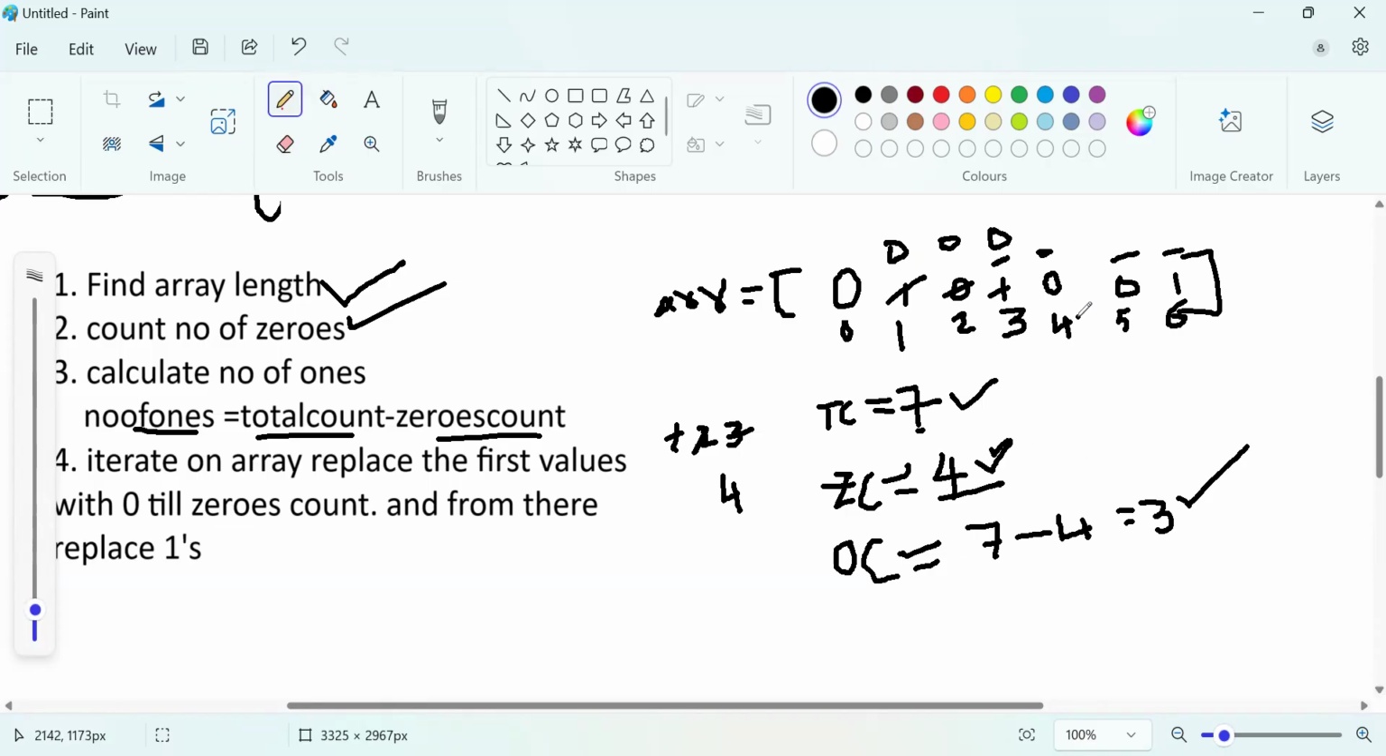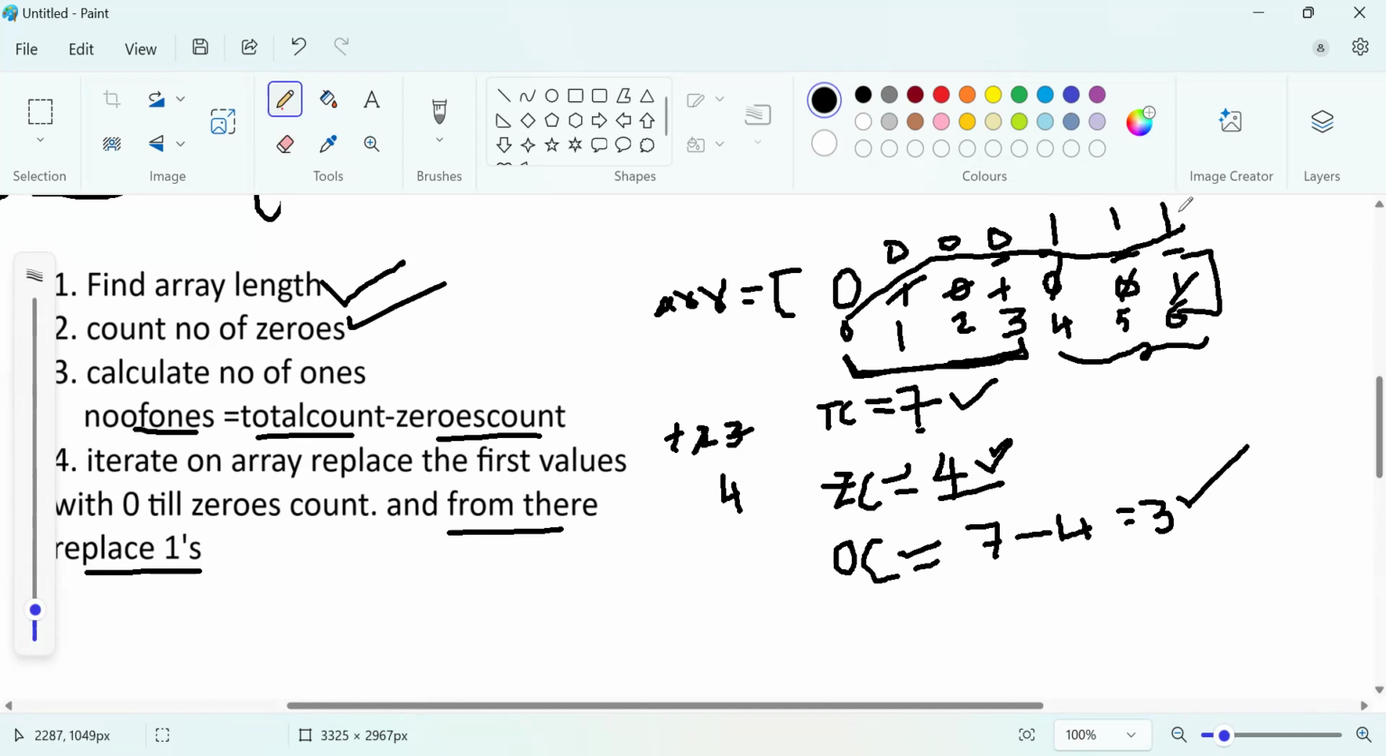Now, what about the remaining values? From there, replace with ones. After these 4 indexes, the remaining indexes will be replaced with 1. So this 0 will be replaced with 1, this 0 will be replaced with 1, and this one also will be replaced with 1. Now if you observe, we got our sorted array, zeros and ones.